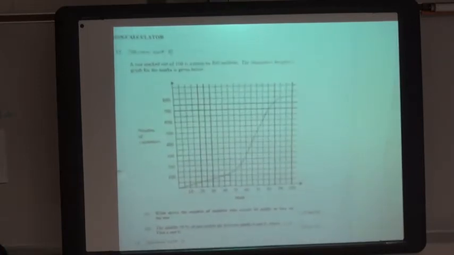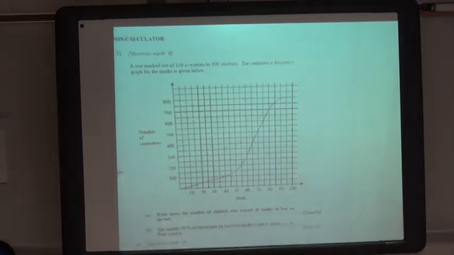All right, so now that we've looked at the other one, let's do this one by yourself. Take 1 minute and try to answer A and B. Okay? And then we can see if you know how to do that.